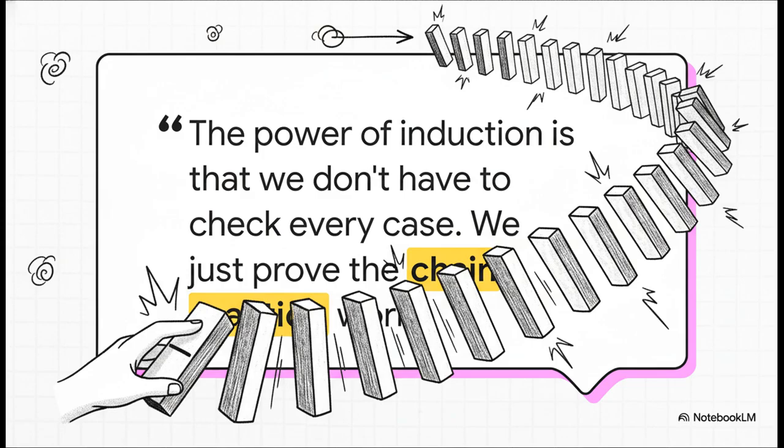And this is so crucial to get. We are not checking k, then k plus 1, then k plus 2. We're not doing that at all. We are just proving that the link, the connection between any domino and the one right after it is rock solid. Once we've done that, and we've already knocked over the first domino with our base case, the whole infinite line is absolutely guaranteed to fall.